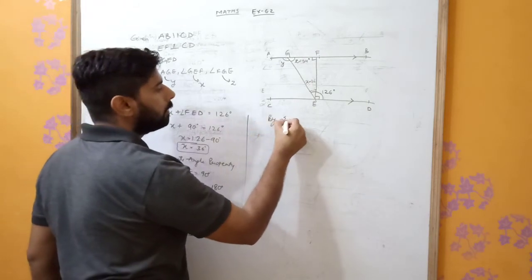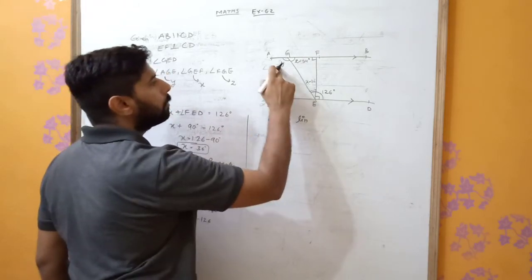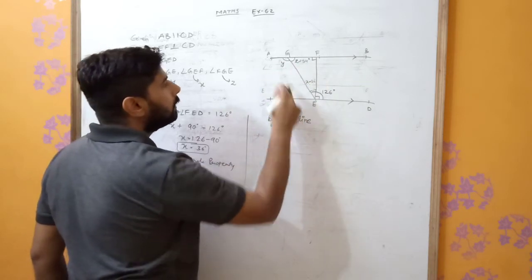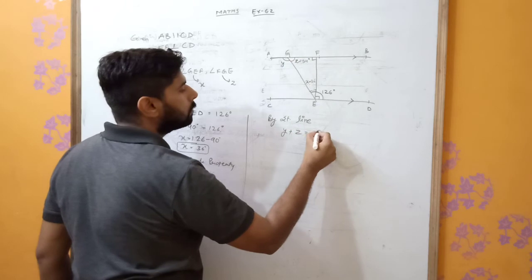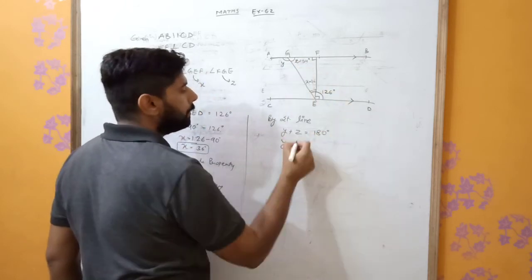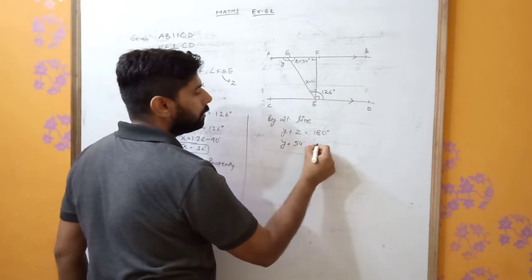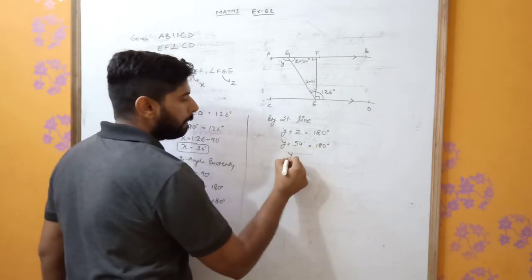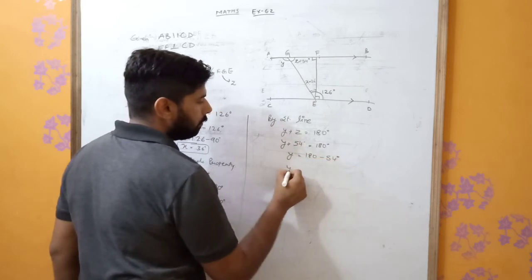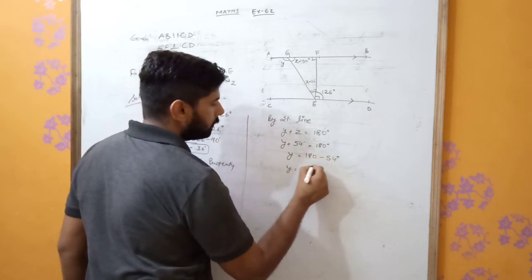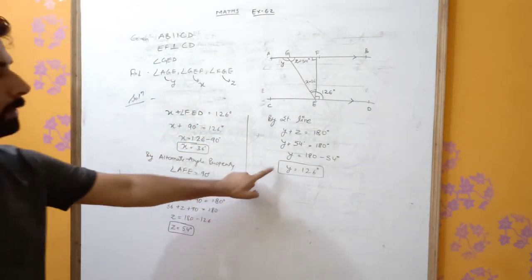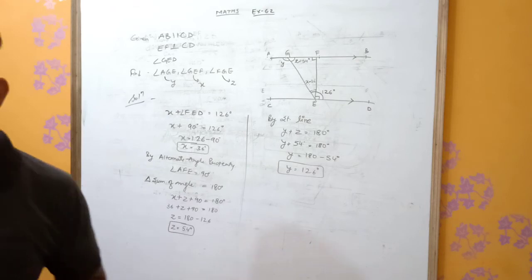Next, by straight line. Which law do we apply here? Straight line. What is the rule for a straight line? Y plus Z is equal to 180 degrees. Now the value of Z is 54. So Y plus 54 equals 180. Y is equal to 180 minus 54. So Y is equal to 126. So X, Y, Z, we have found all three angles.